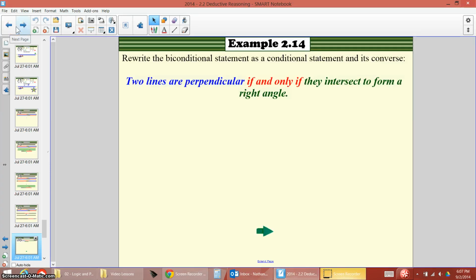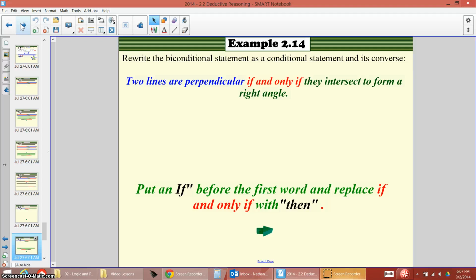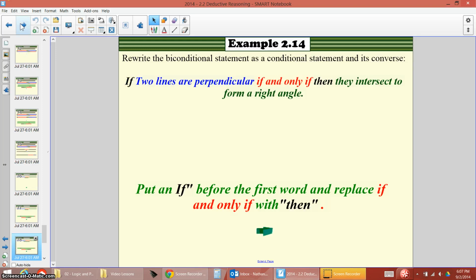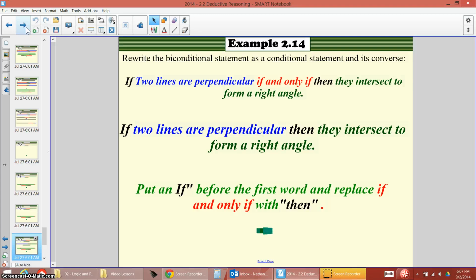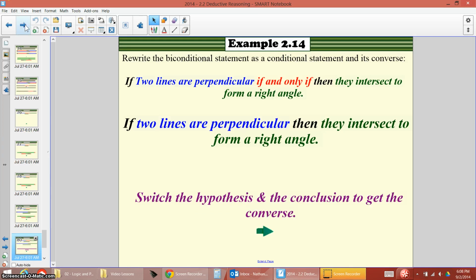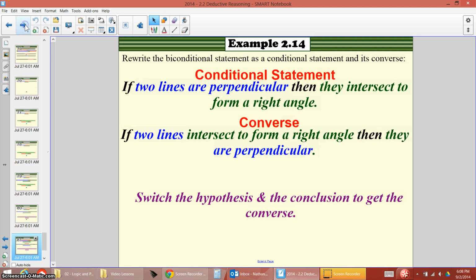So here's another example, 2.14. Again, it's asking us to take this biconditional statement and turn it into two separate conditional statements. So if I put if there, and then I put a then instead of if and only if, I get this. If two lines are perpendicular, then they intersect to form right angles. That's the first conditional statement. The converse of that, we switch the hypothesis and the conclusion to get right here. If two lines intersect to form right angles, then they are perpendicular. And that is how we get two separate statements.